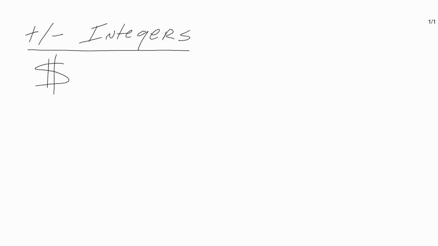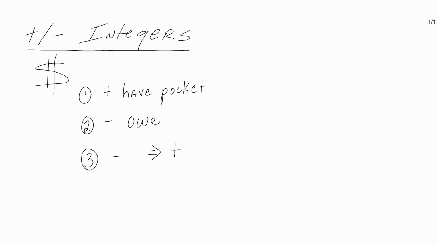There's only 3 rules that you got to remember. Ready? 1. When you have a positive, that means you have it in your pocket. When you see a negative, that means what? You owe that money. And when you see 2 negatives together, 2 negatives right beside each other make what? A positive. All you got to remember. I don't care what sentence you give me, those 3 rules will apply.